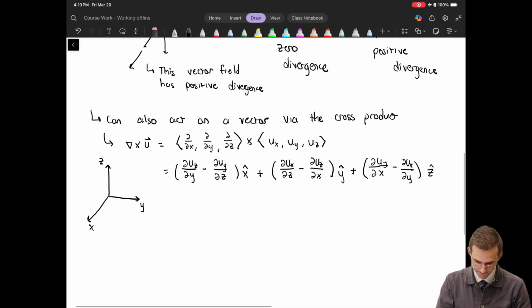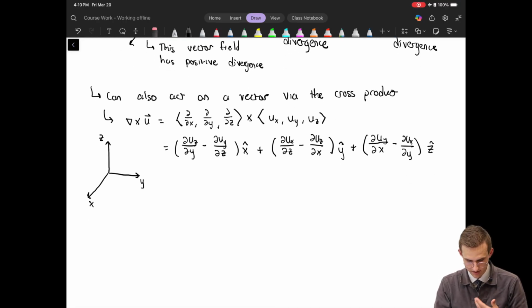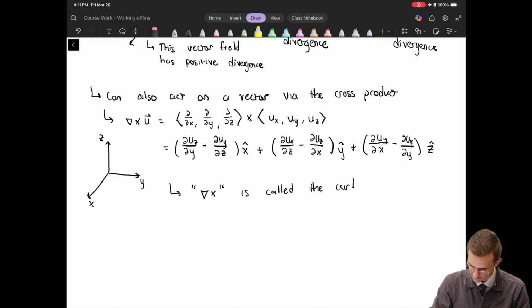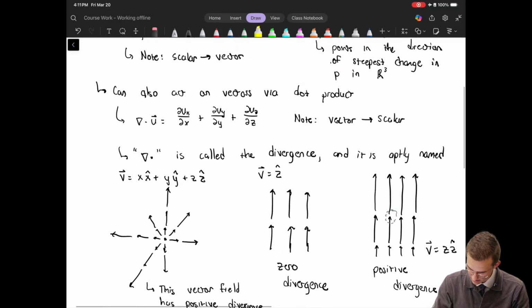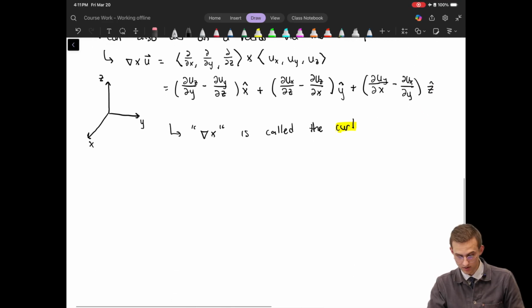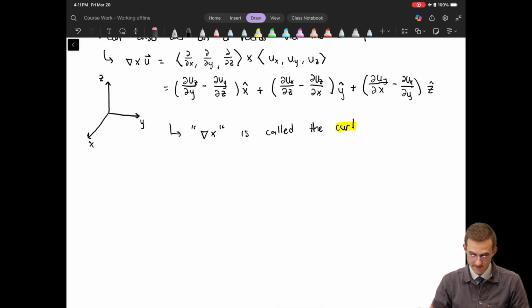Okay, so what is this operator? This is called the curl. The gradient cross is called the curl. And let me also highlight divergence up here. The curl is another one that's pretty aptly named.